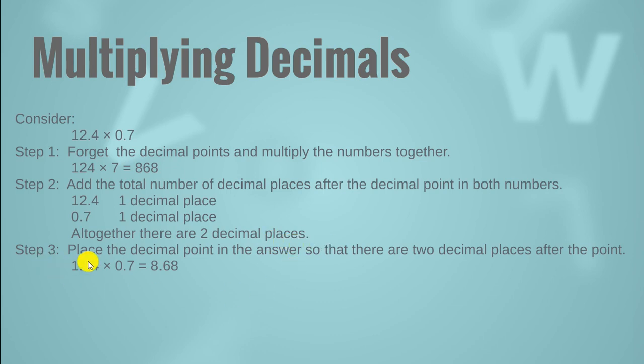Now in step 3, place the decimal point in the answer so that there are two decimal places after the point. I hope you got my point, that we got our answer 868. Now what we need to do is make sure we have two decimal places on the right side of the decimal point, that is 6 and 8. We have two numbers on the right side of the decimal point. I hope you got my point now.